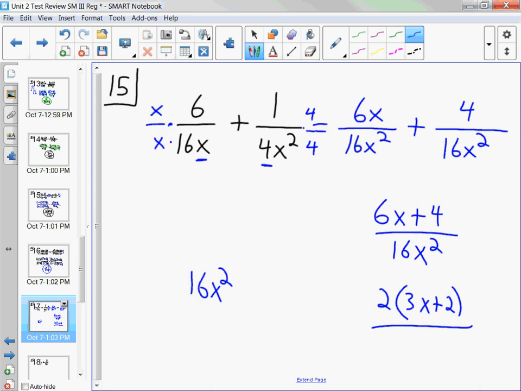And on the bottom, I can rewrite that as 2 times 8 times x squared. And I notice the 2's cancel out. So my answer is 3x plus 2 all over 8x squared.